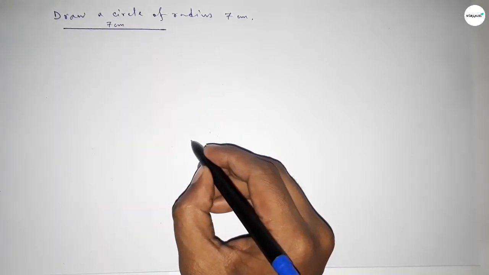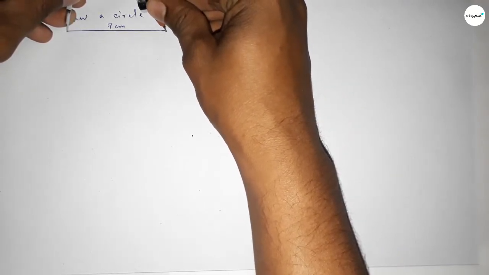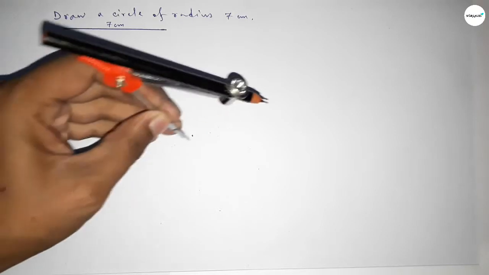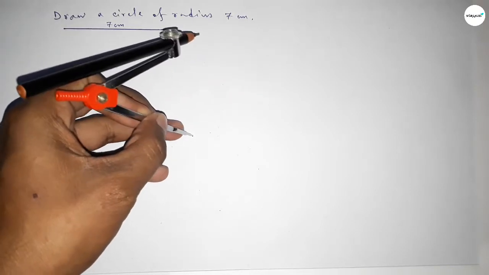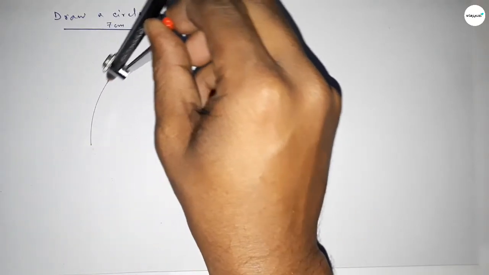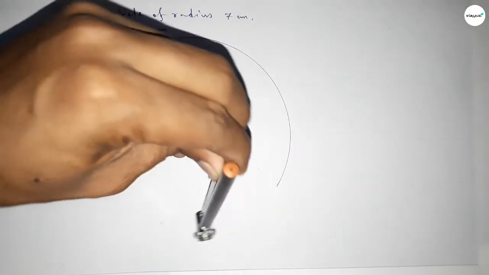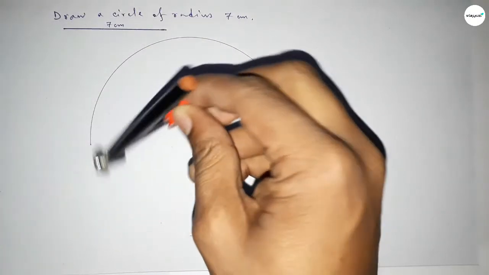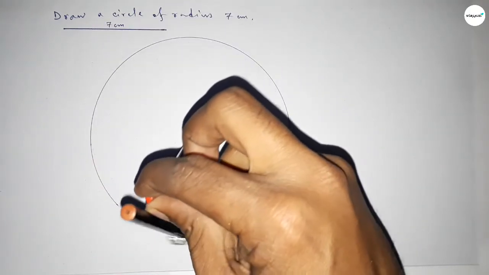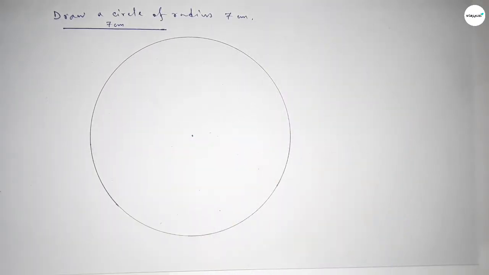Now taking here a point. Next taking the length 7 centimeter by using compass by this way. Next putting the compass on the point, and now we have to draw arc by this way. So this is represent a circle, and this is perfect picture of circle.